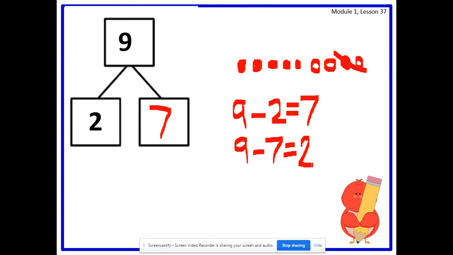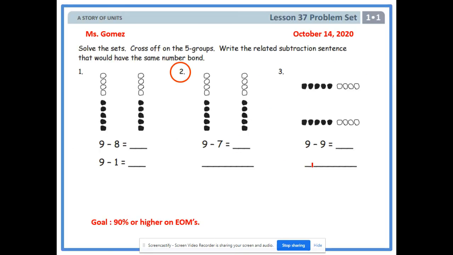Now it's time for you guys to open up to your problem set. Go ahead and open up to your problem set to lesson 37. When you're at lesson 37, go ahead and write your name, date, and your goal, which is right here on my paper. This is my name. You write your name, the date, October 14, 2020, and the goal, 90% or higher on end of modules. Go ahead and press play when you're ready to continue.